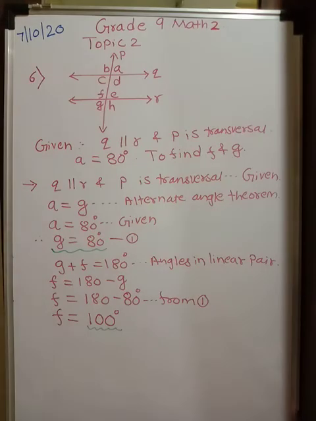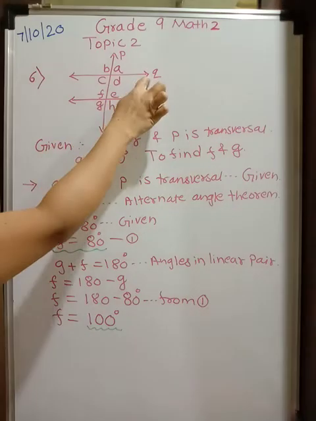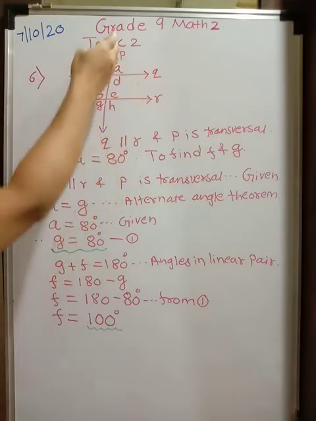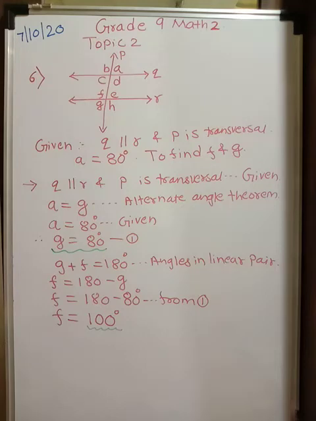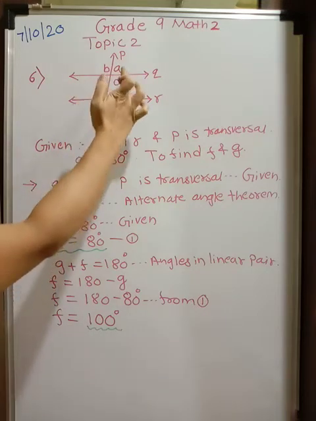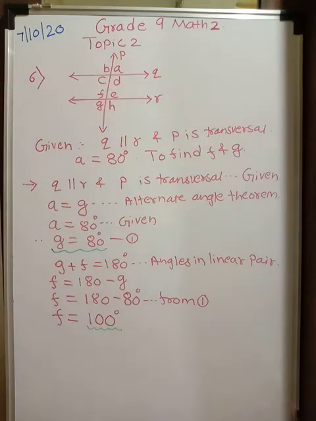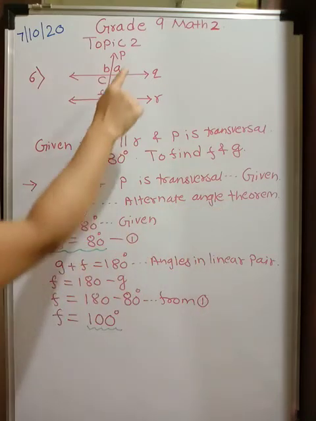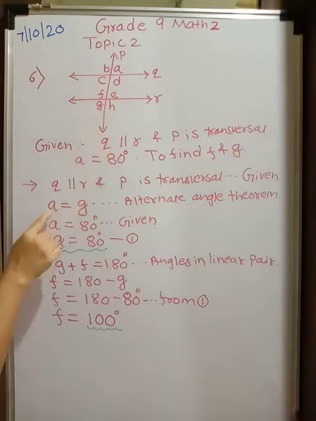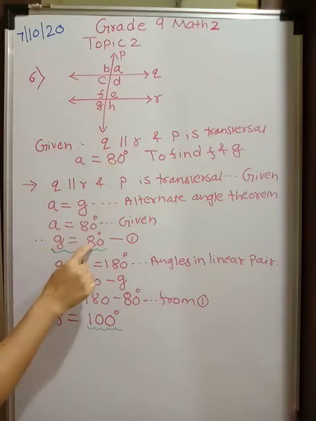Now look at the sixth problem, very easy. Lines Q and R are already given parallel and P is the transversal. Okay, we know there are 8 angles formed. Angle A is already given as 80 degrees and we have to find G and F. Now look at A and G. They are alternate exterior angles. So if lines are parallel, alternate angles are always equal. And therefore by the alternate angle theorem, angle A will be equal to angle G. So A will be equal to G. A is already given 80. So G will be 80 degrees.